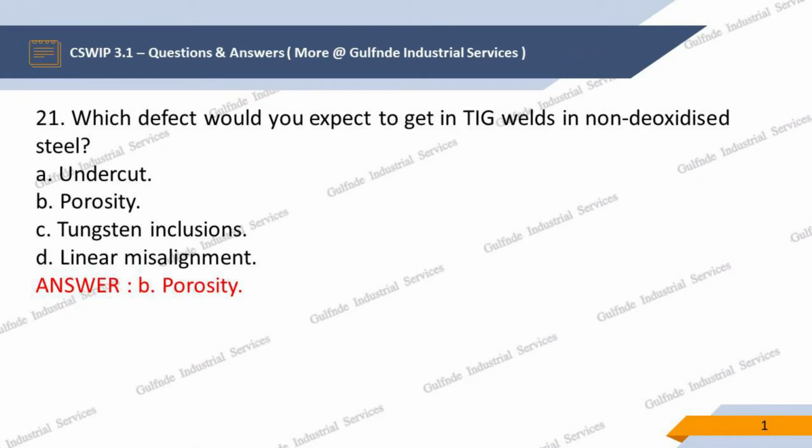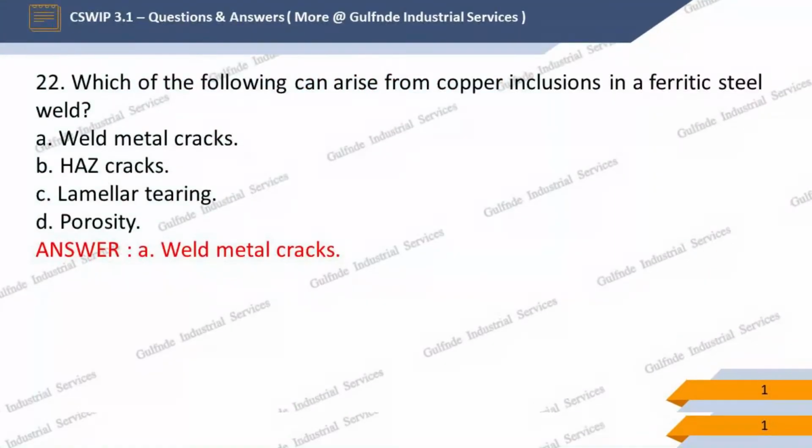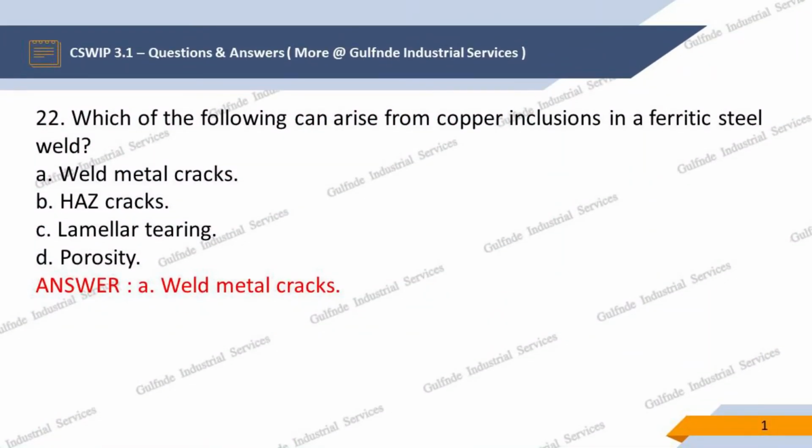Question 21. Which defect would you expect to get in TIG welds in non-deoxidized steel? Options are: A. Undercut, B. Porosity, C. Tungsten inclusions, D. Linear misalignment. Our answer is B. Porosity.